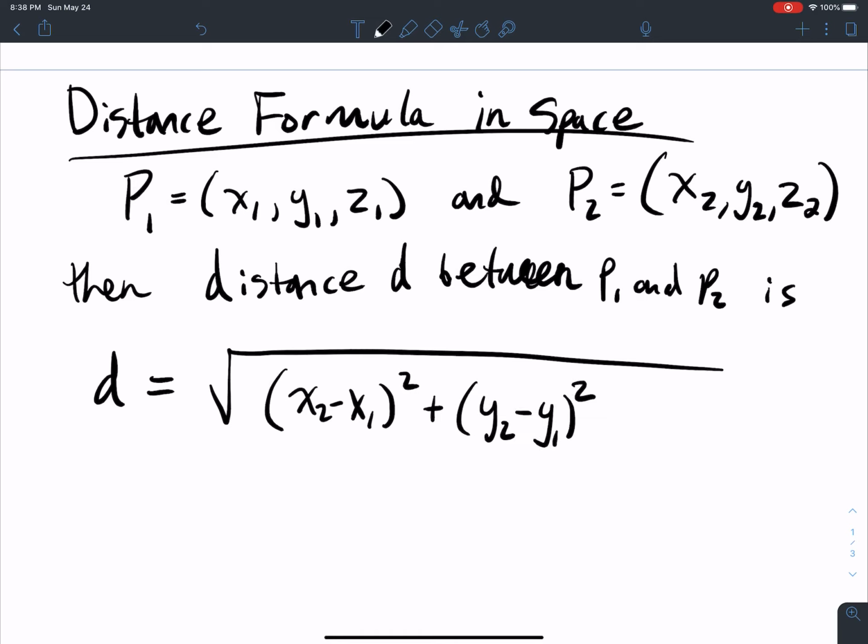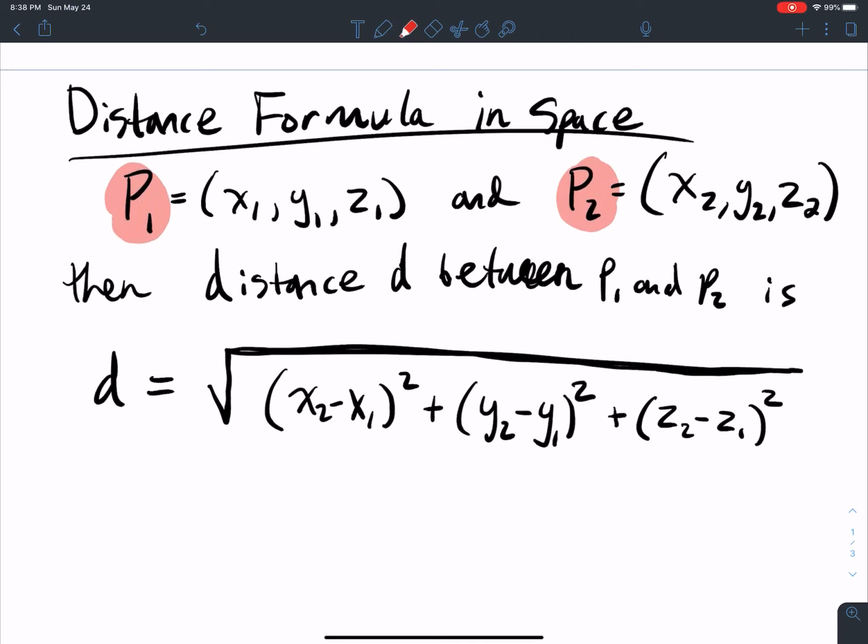See how similar that looks? That's the distance formula for an ordered pair. Now for an ordered triple, we just add in the z's: plus (z2 minus z1) squared. We're literally finding the magnitude between these 2 points, P1 and P2 here. That distance, right?